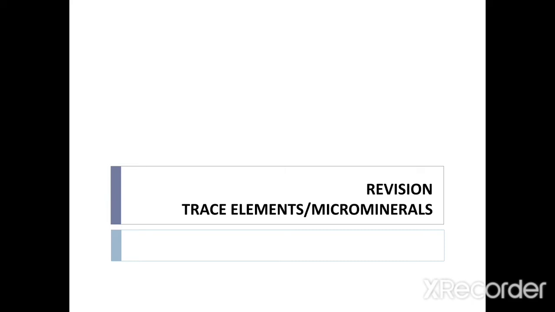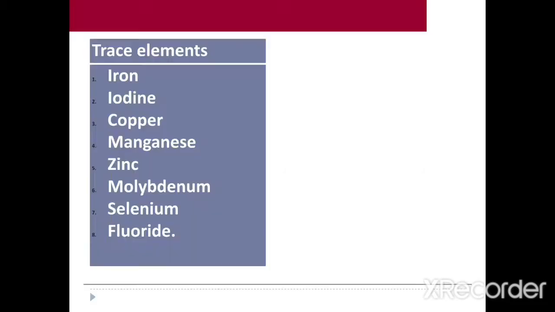Let us revise the questions from trace elements or microminerals. Minerals are essential for normal growth and maintenance of the body. They are classified based on their requirement into major elements or minor elements. If the daily requirement is more than 100 milligram, they are called major elements. If the requirement of a certain mineral is less than 100 milligram per day, they are known as minor elements or microminerals or trace elements.